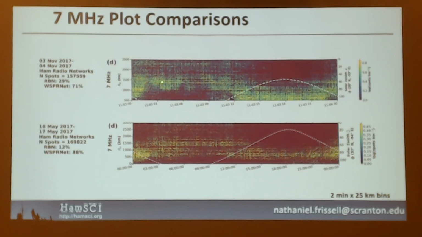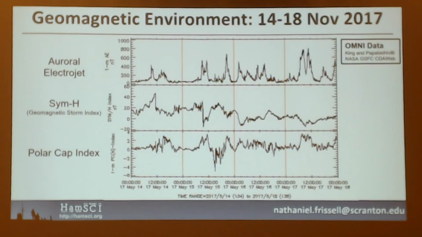But yeah, here you can see some of the TIDs in the 7 megahertz on the November 3rd day, and it just is flat on May 16th. I did look at the geomagnetic environment for the May 16th day, and my hypothesis was it was going to be flat, but that wasn't quite true. There actually was a bit of auroral activity on May 16th. You can see the auroral electrojet is hitting about 600 nanoteslas. So there's a few good hits there.